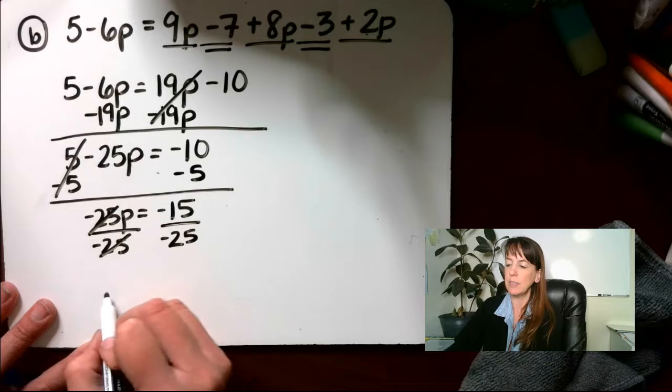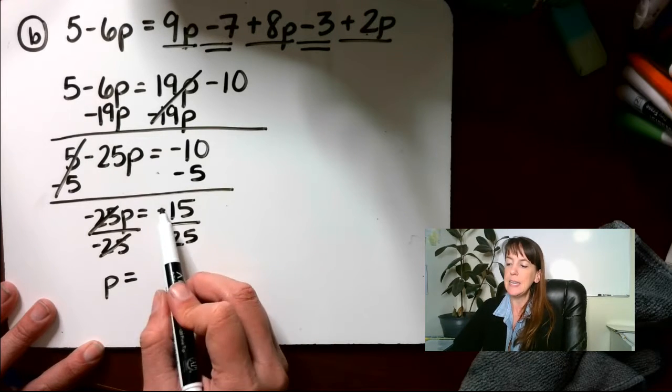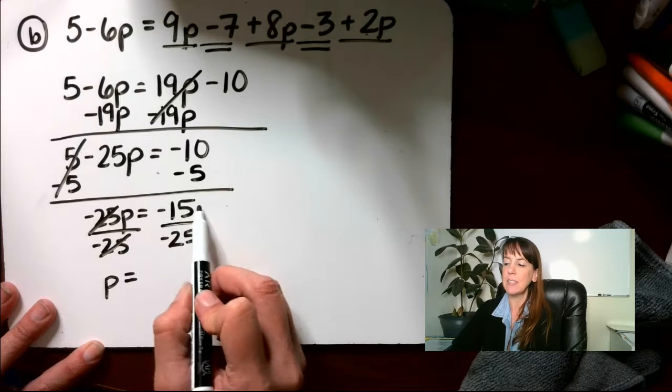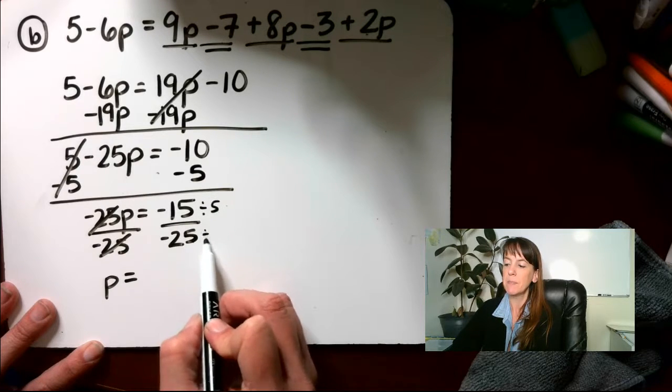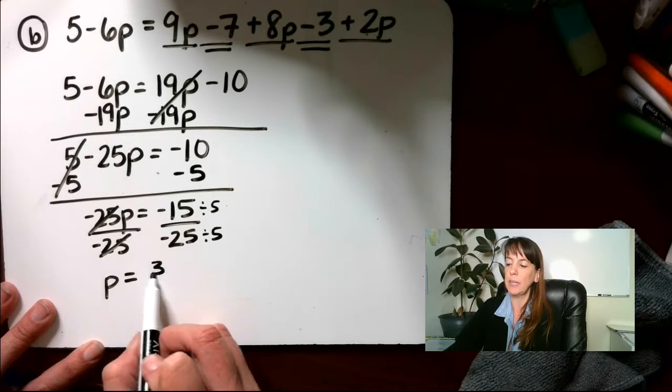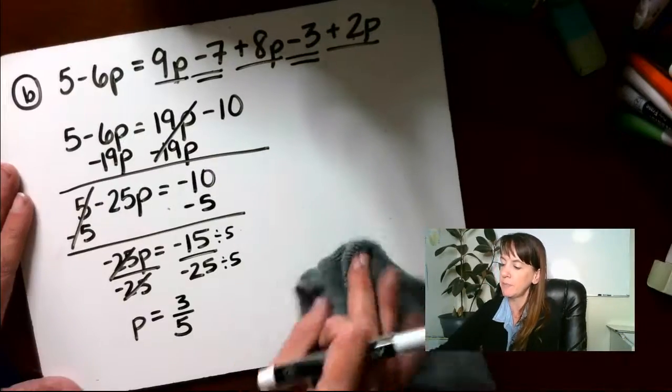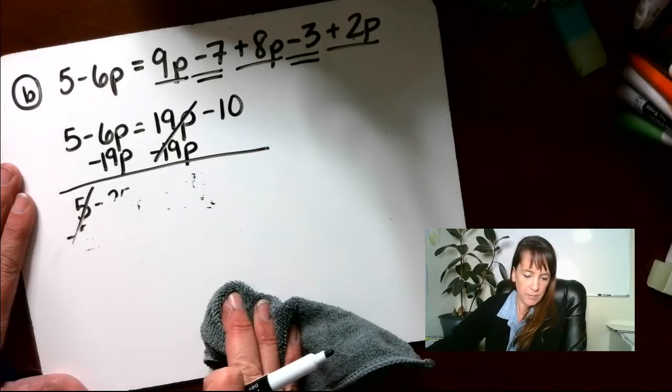These cancel out, leave our p by itself. Negative divided by negative is a positive. 15 and 25, these can both be divided by 5, right? And that'll give us 3 over 5. So p equals 3 over 5. All right, let's try C.